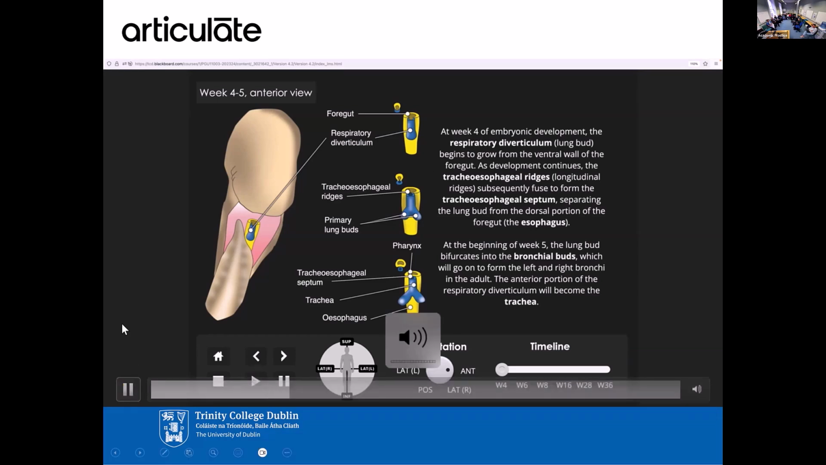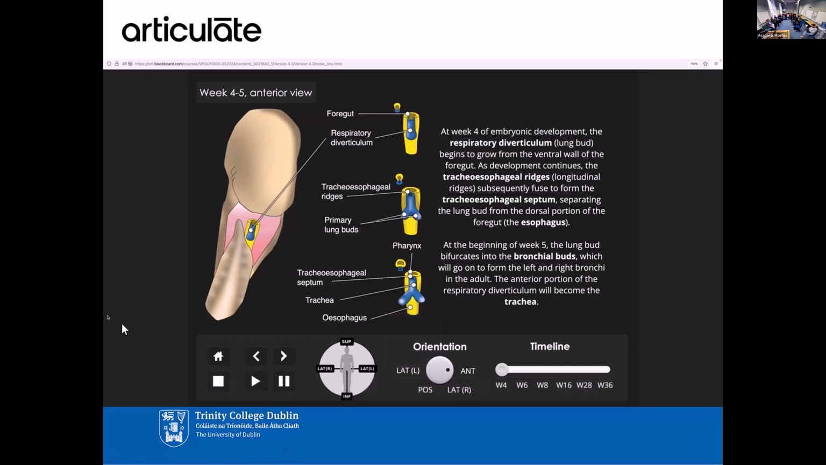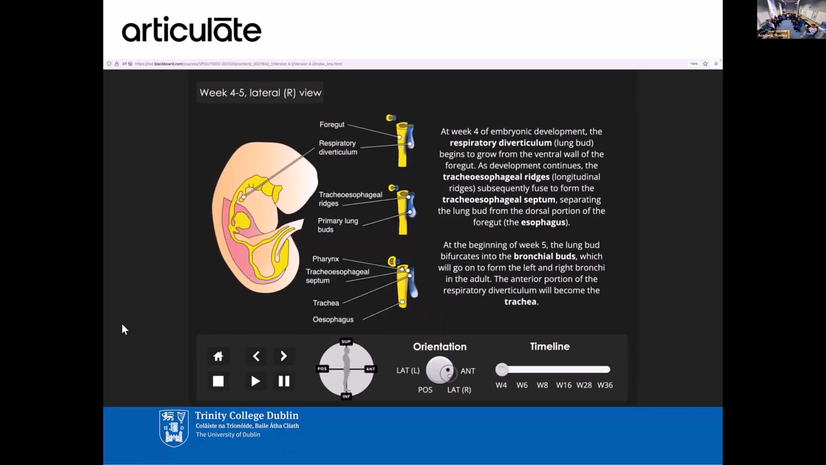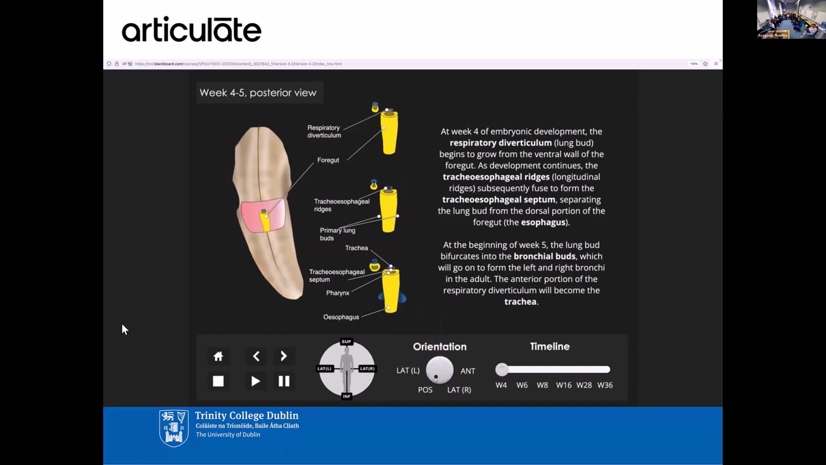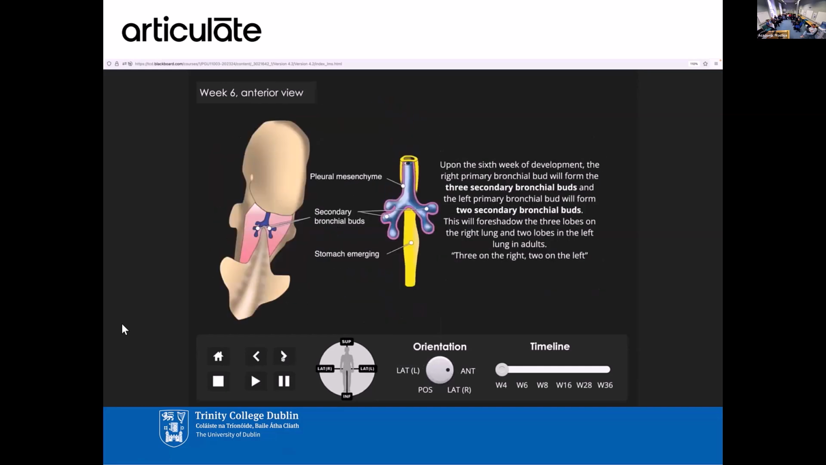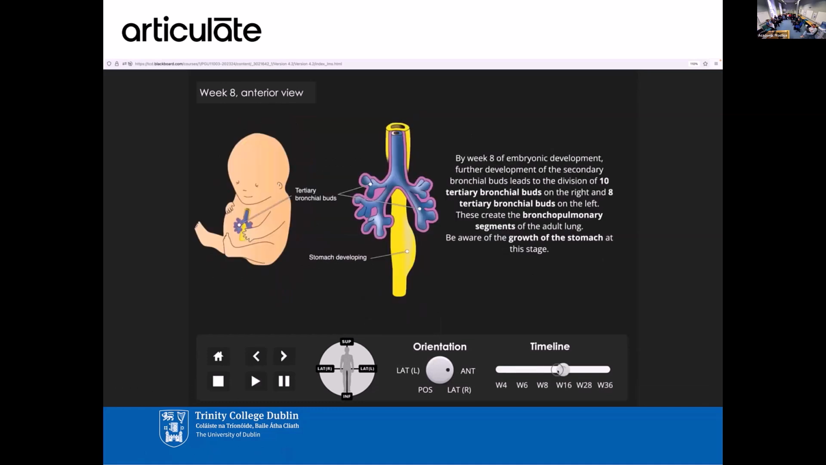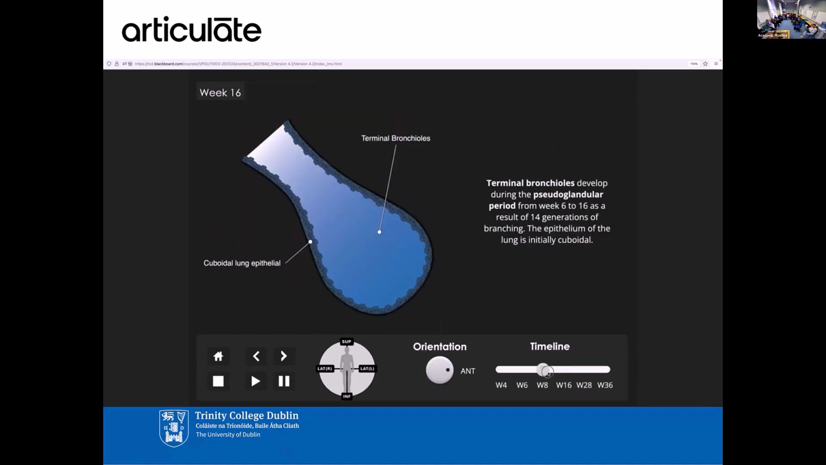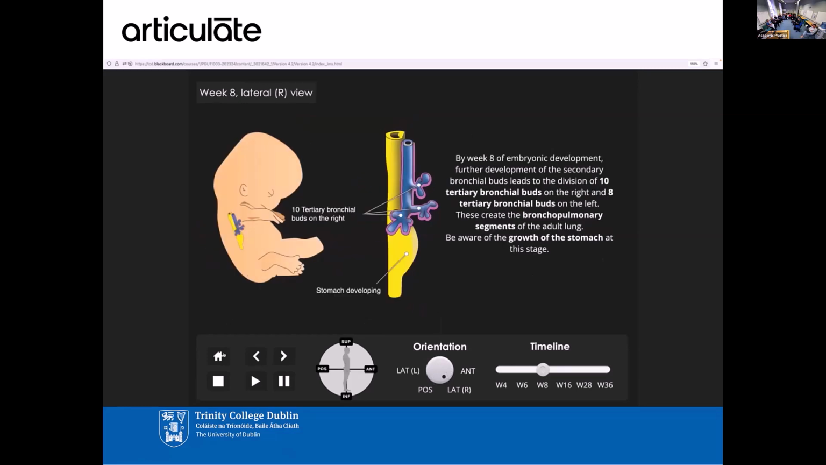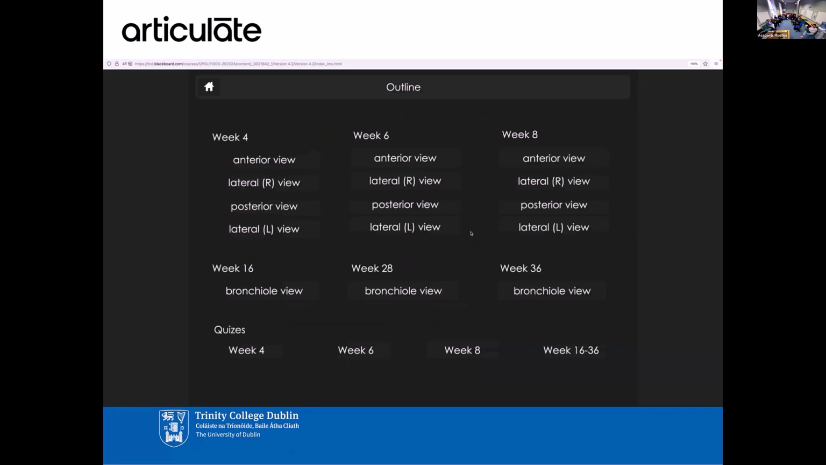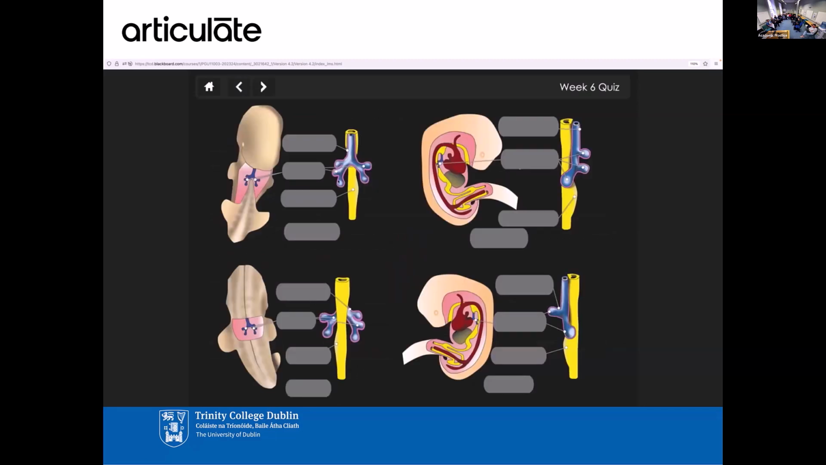The respiratory diverticulum, the lung bud, begins to grow from the ventral wall of the foregut. As development continues, tracheoesophageal ridges form from the bud. So now you're looking at the right-hand side and starting to spin it, and the left, and you see at the bottom here the adult human spinning. I'm pulling it around here as well. Now flicking on the bottom right through different stages of post-fertilization time, back and forth. The other thing we're trying to do, since student feedback said we want quizzes and MCQ content, is here where we are so far, just filling in the blanks.